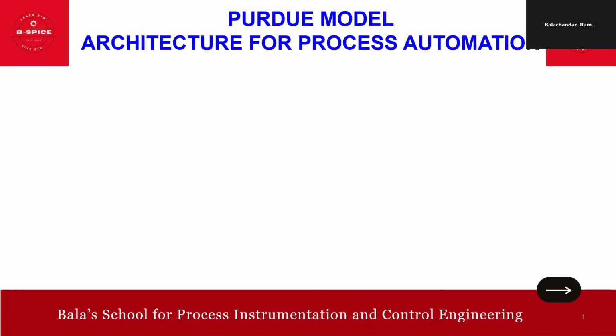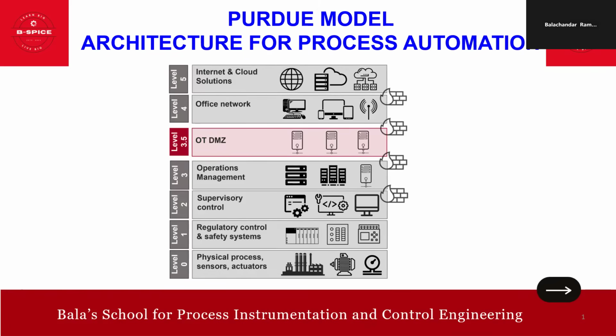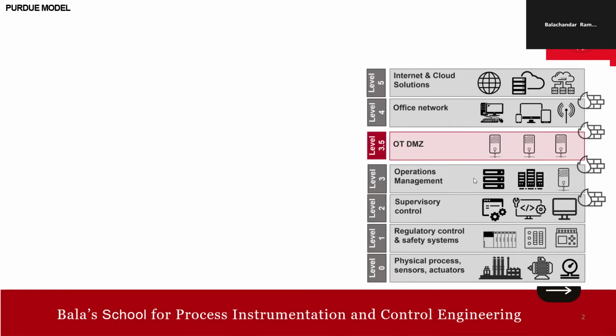In this session, we'll focus on the Purdue model architecture for process automation. So Purdue model, in the sense, we are going to dive deep on all levels, right from level 0 to level 5. This will be beneficial for freshers and intermediates, and of course will be useful for experienced professionals also, as we have covered a few important aspects related to DMZ in this. Okay, so let's get started.